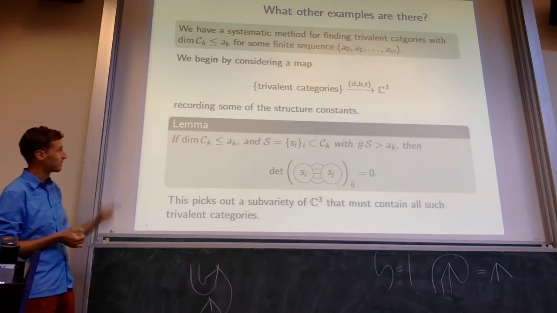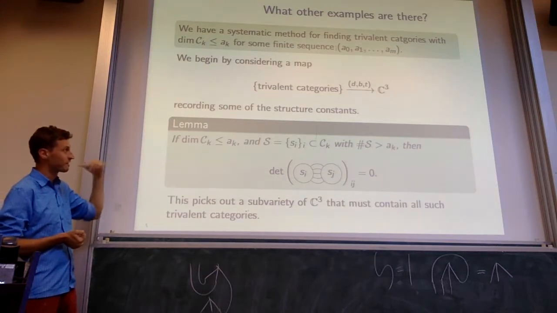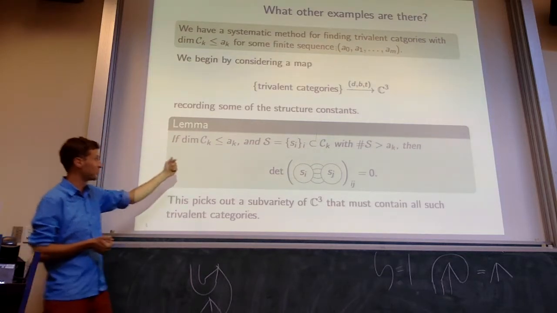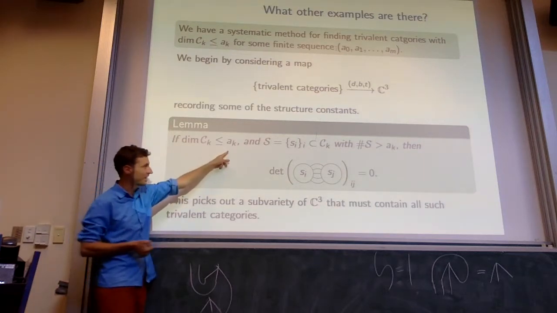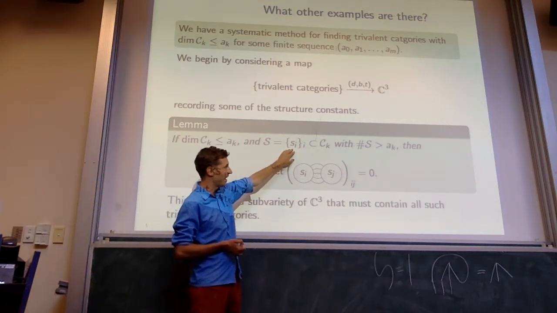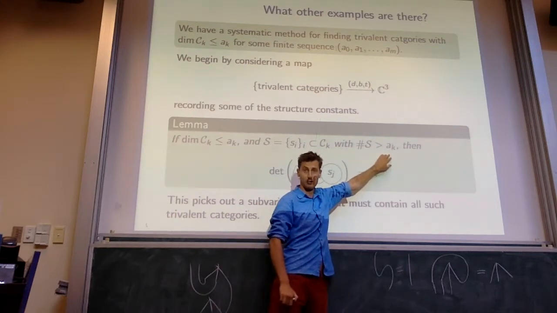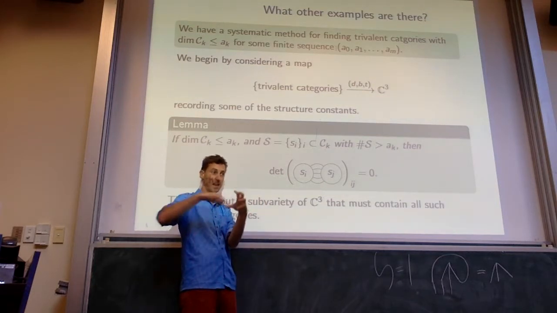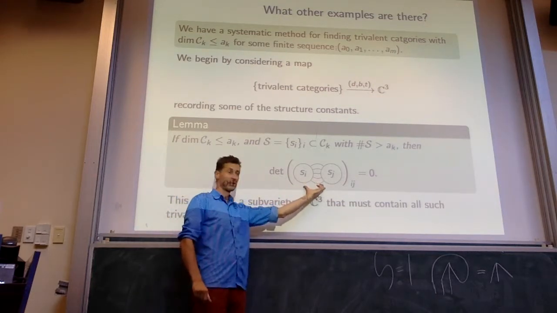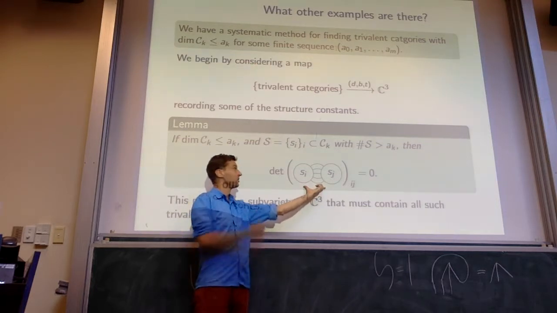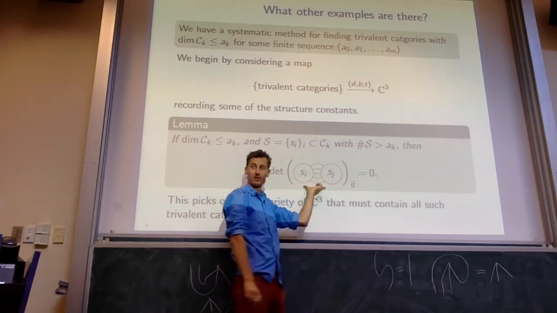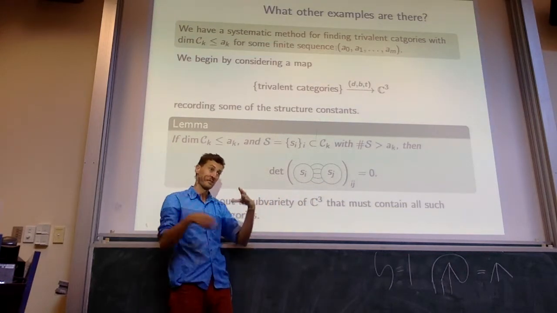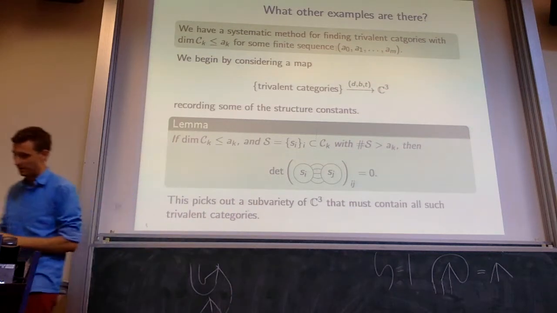Okay. Now, we've got a machine for determining that some of these structure coefficients are not allowed. And this is the machine. If the dimension of C_k is at most a_k, but you've got some diagrams S_i, and you've got more of them than is allowed, more than a_k of them, you can form this matrix where you plug diagrams together in pairs and evaluate them. Okay, so we're assuming that we can evaluate all of these diagrams in terms of our structure coefficients, in terms of the coordinates of the C^3. And of course, since we've got too many diagrams, this determinant has to be zero. And so this cuts out some subvariety of C^3, or whatever our parameter space is.